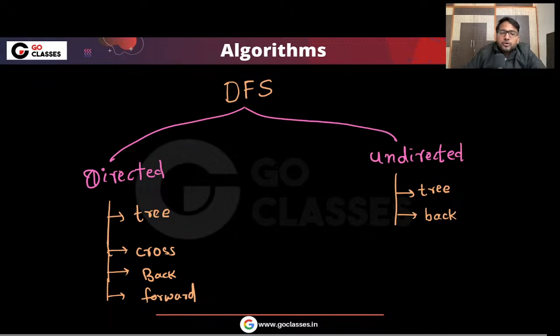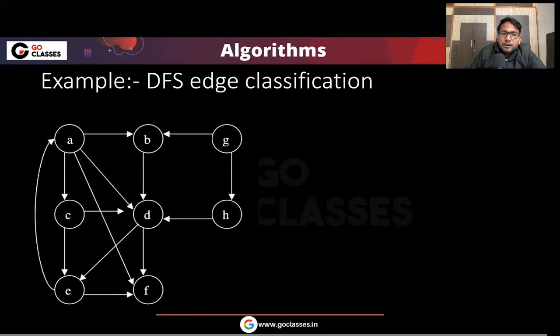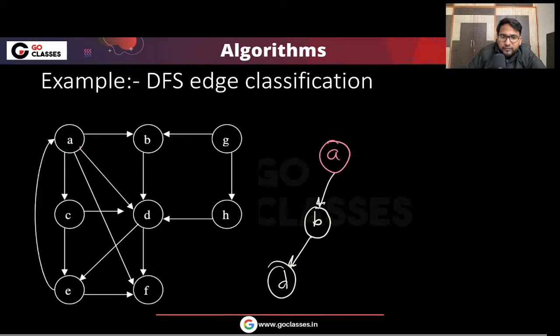Okay, so maybe I can have one example. Let's suppose this is the example, and you are starting at A. From A you can go to B, you can go to C, you can go to D. Let's just suppose you are going to B, and then from this B you are going to D, and then from this D you are going to, let's suppose, F, and then you will backtrack to D.